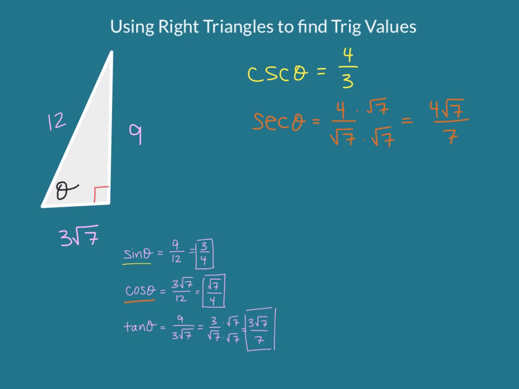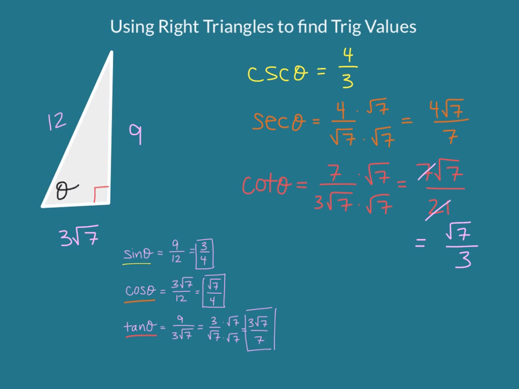The last one that we'll look at will be the reciprocal of tangent. The reciprocal of tangent is cotangent. And we'll find the reciprocal of that, so we'll write 7 over 3 root 7. Again, we'll do the reciprocal, we'll rationalize. And so we'll have 7 root 7 all over 3 times 7, which is 21 in the denominator. 7 and 21 can simplify, so this final answer will end up being root 7 over 3.